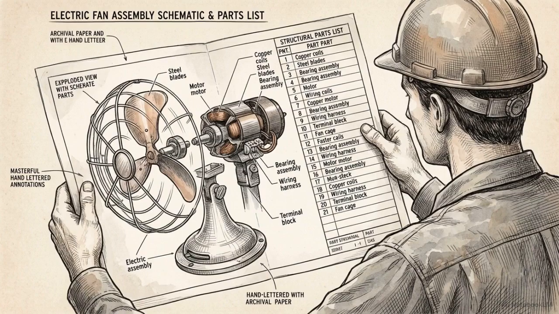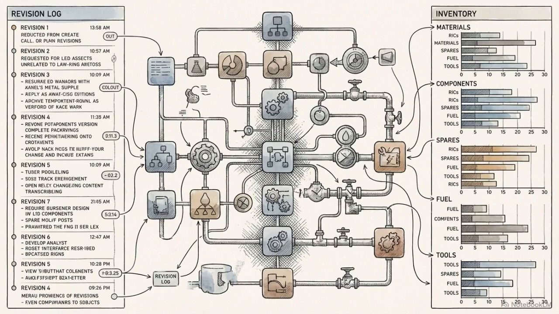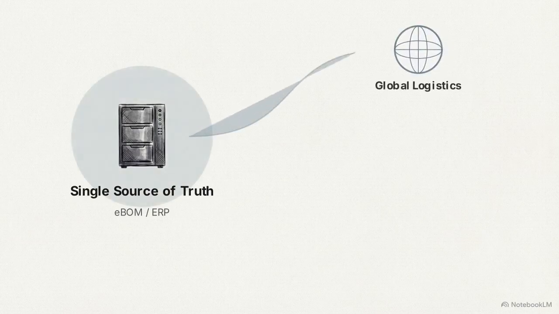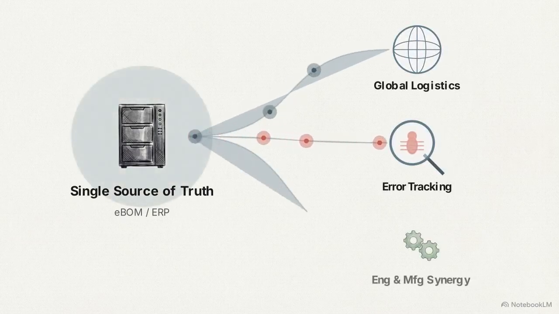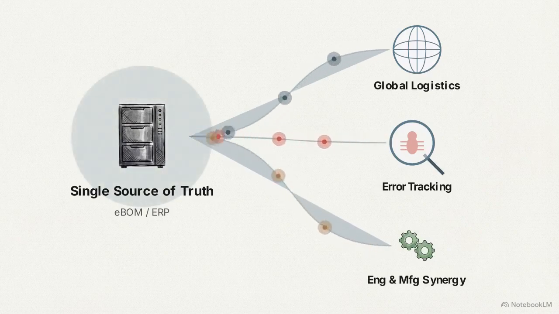To manage this complexity, modern manufacturing utilizes fully digital EBOMs. These electronic records live inside enterprise software ecosystems, such as product lifecycle networks and SAP ERP systems. Digitization enables real-time updates across all global departments, automates error tracking, and forces coordination between engineering and manufacturing teams.